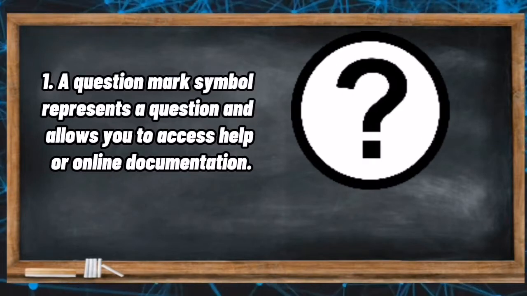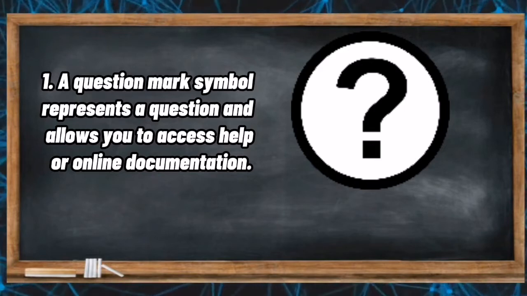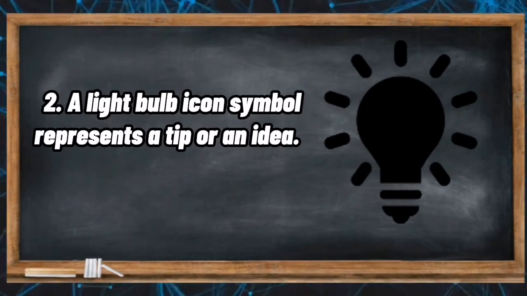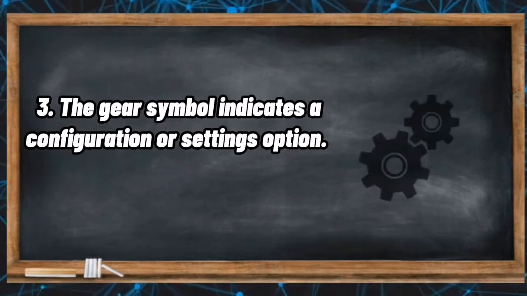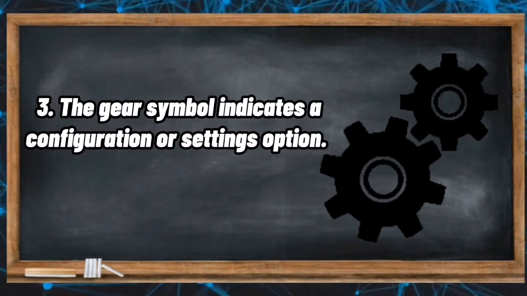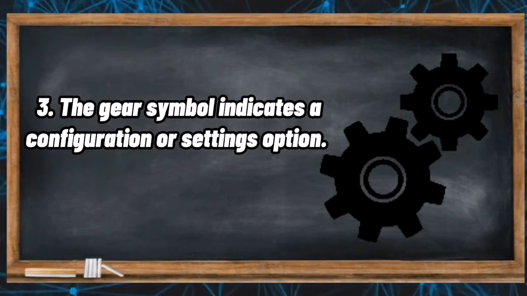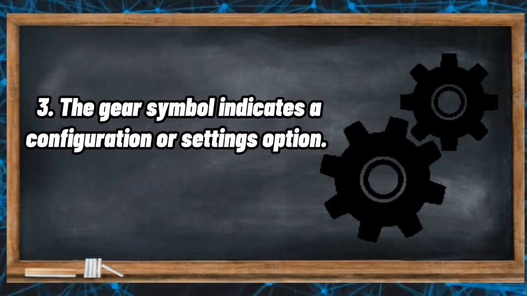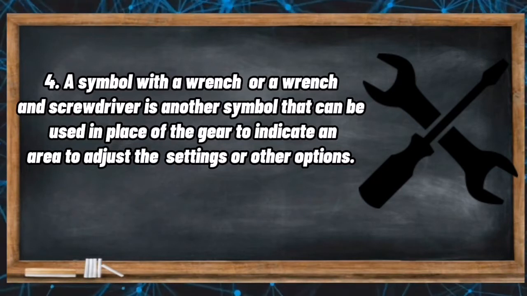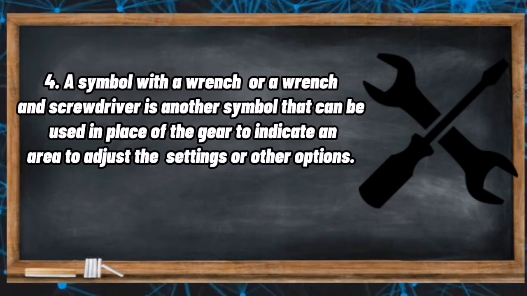Number 1. Question mark symbol represents a question, allows you to access help or online documentation. A light bulb icon symbol represents a tip or an idea. The gear symbol indicates a configuration or settings option. For example, many programs use a gear icon for buttons that allow you to adjust a program's settings. A symbol of a wrench and screwdriver is another symbol that can be used in place of the gear to indicate an area to adjust the settings or other options.